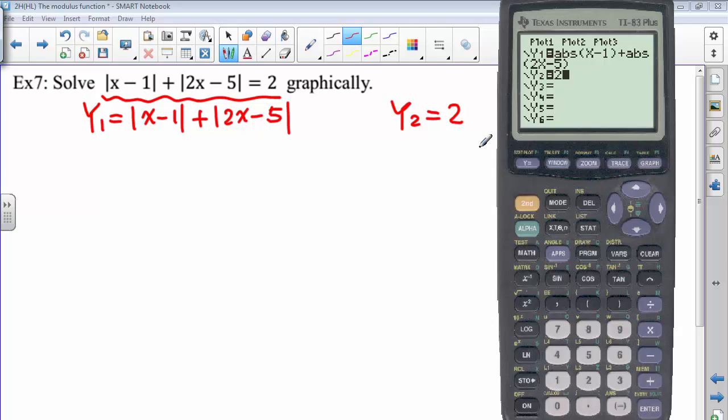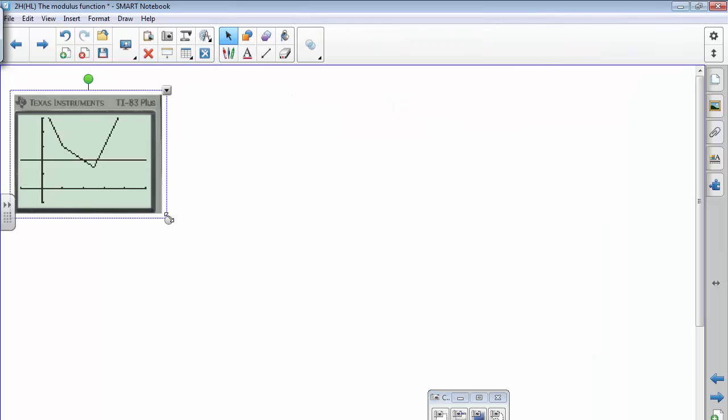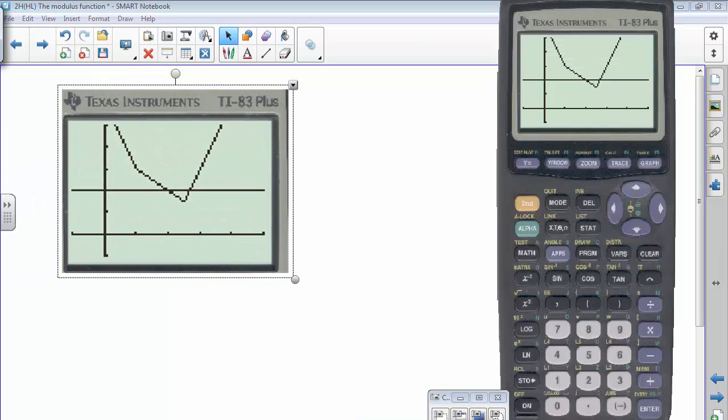In this case, the window setting I set up was x minimum -1, x maximum 5, y minimum -1, y maximum 5. Then I graph these 2 functions. You can see these 2 points of intersection clearly. And the x values of these 2 points of intersection should be the solution of this equation. So right now, I want to take a picture of this graph. You can copy down the graph onto your paper. Then we will follow this function to look for the points of intersection.